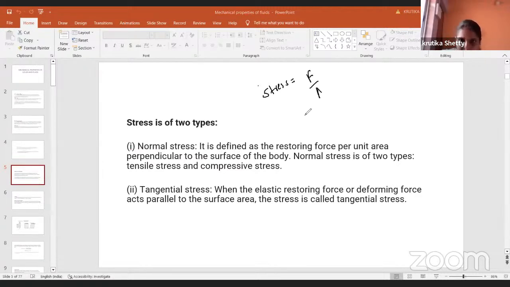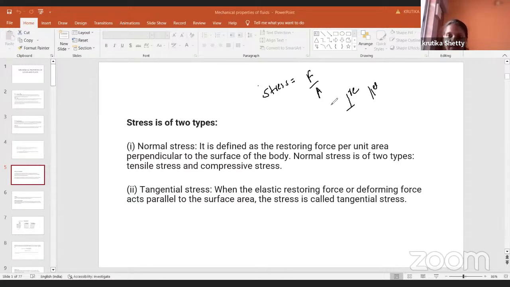If it is a normal stress, the force acting on the body will be perpendicular to the surface. So if the force acts perpendicular, we call it normal stress. And tangential stress means it is acting parallel to the surface. I hope you are understanding the difference between the tangential stress and the normal stress here.